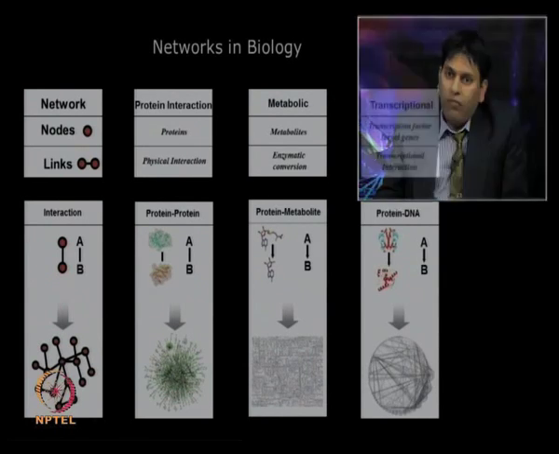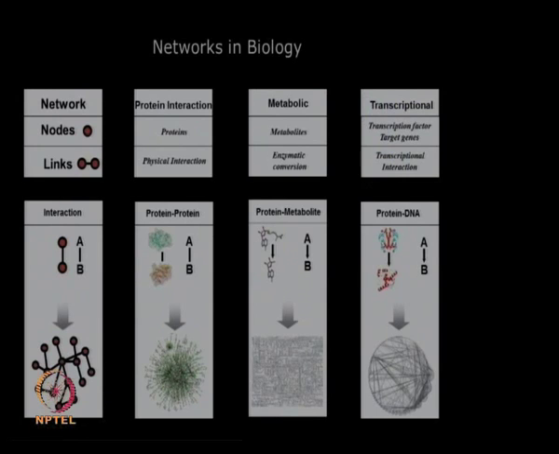Now, the third kind of networks, which I will be elaborating in more detail in the next slides, are transcriptional networks. In transcriptional networks, transcription factors form one set of nodes, and the target genes form the other set of nodes.